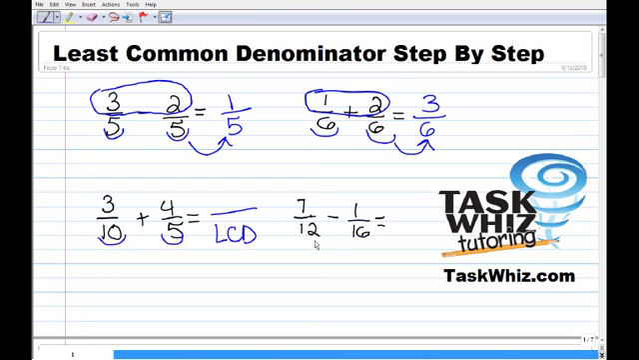Same thing for 7/12 minus 1/16. We can't subtract straight across because our denominators 12 and 16 are not the same. Therefore, we need to find a least common denominator. So let's do that.